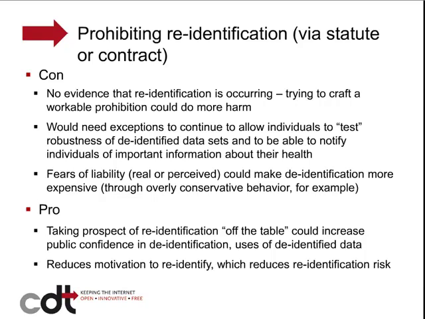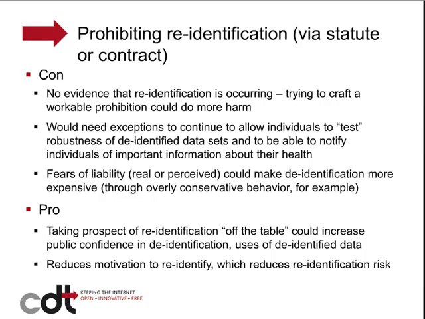Another one is that fears of liability, either real or perceived, could make de-identification more expensive, really through overly conservative behavior. So if there are harsh penalties for re-identification, you might be very reluctant to handle de-identified data or to be in the business of combining de-identified data sets for fear that you could inadvertently trigger the prohibition. This was a concern raised by at least a few people at our workshop. And then another one that I forgot to add to the list is the notion that prohibiting something doesn't make it disappear, it just forces it underground, where it would be harder to detect. Of course, we don't have very much evidence that it's actually happening today when we don't have those prohibitions in place. So, a point worth talking about more.